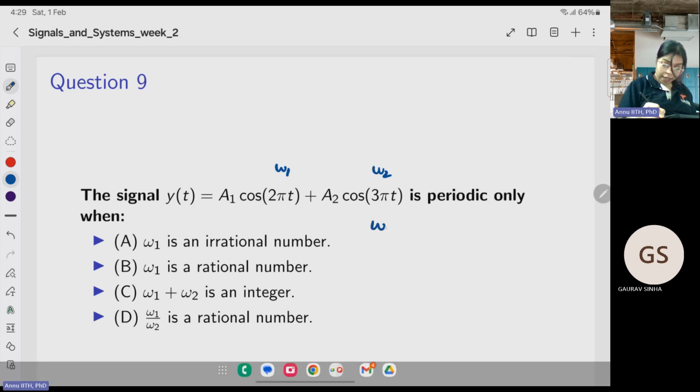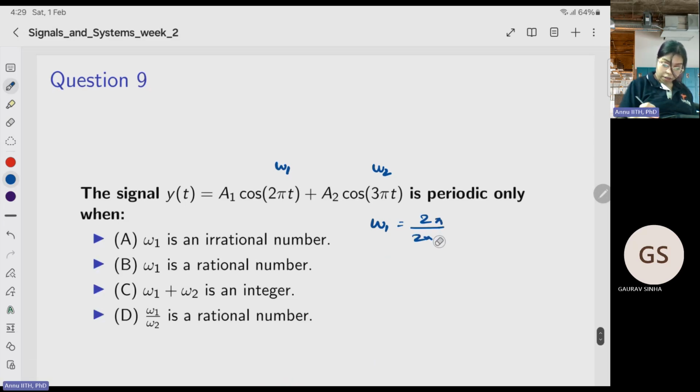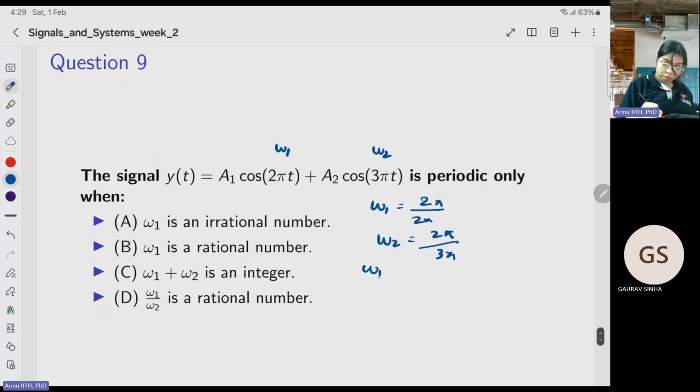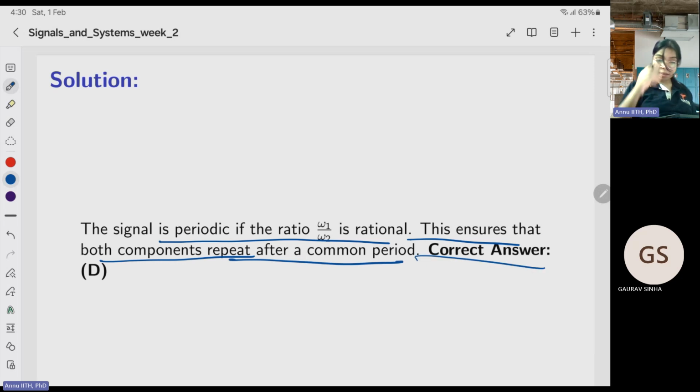So, we know that omega 1 is 2 pi by... sorry, 2 pi. Omega 2 is nothing but 2 pi by... The question is not written properly. And if it's rational, then it is periodic. This is rational. This ensures that both numbers repeat after some common period. Then it is a correct answer.